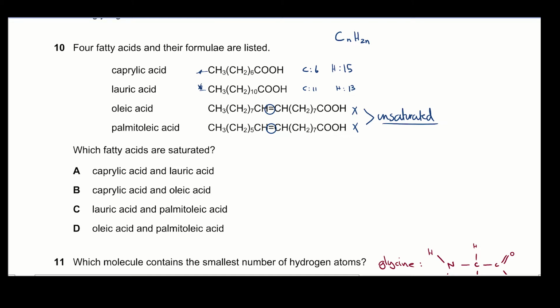So here we have a general formula, CnH2n+2. This is the formula for saturated fatty acids. So if you multiply the number of carbon atoms in the formula by 2, it's going to give you 2n. Here this is not the case. If we multiply the number of carbon atoms here by 2, it's going to give you 12, and it's not the same number. So the answer is going to be A.